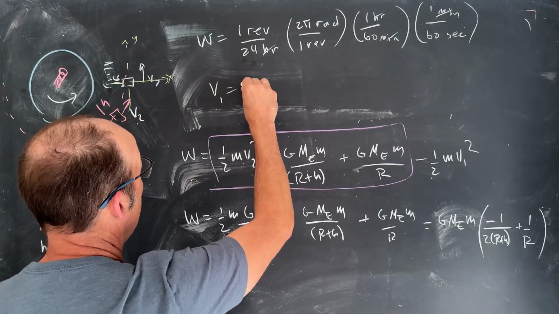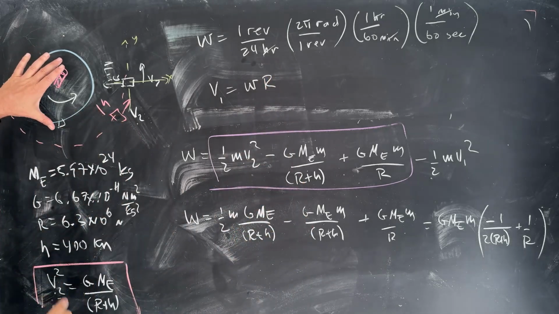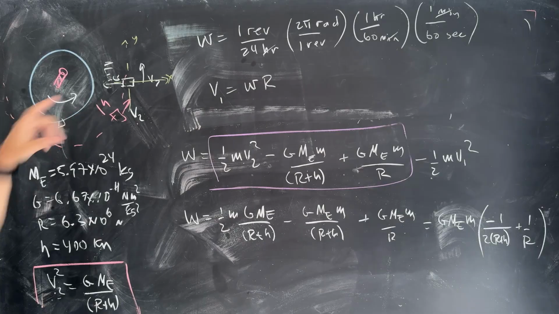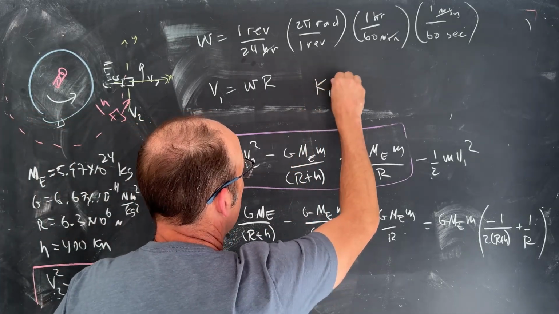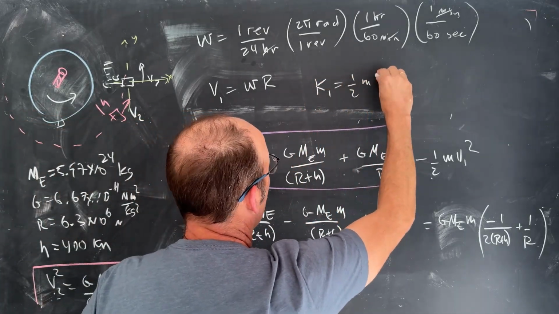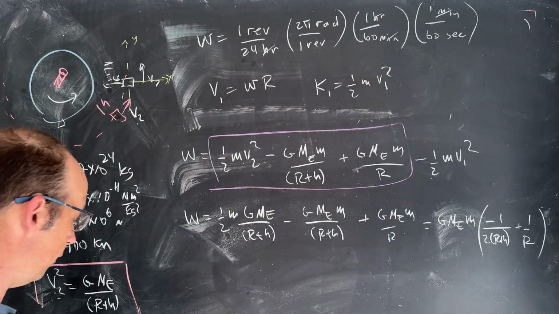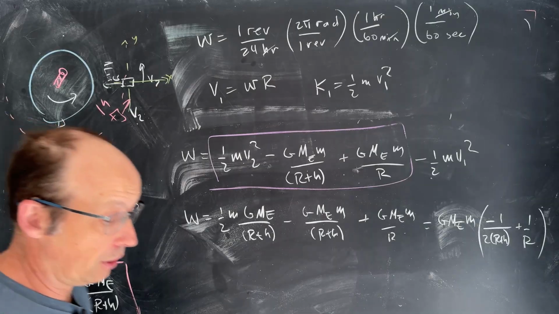So once I have omega, I can find v1. v1 is going to be omega times r, right? Because if I have this rotating with an angular velocity omega and I multiply by the radius, I get the linear velocity, and that's what I wanted. That's not too hard, right? Now I can just calculate K1. It's going to be 1/2 m v1 squared, and then we can subtract that from our work. I'm going to put all this into Python just because I don't want to do it manually, and we can calculate the change in kinetic energy.